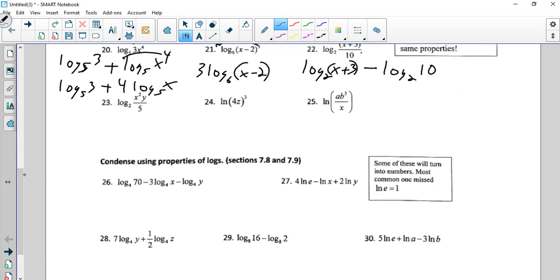23, we have 3 items. So we're going to write log 2 3 times. Log 2, and some of you do that. I've seen some people do this. That's okay. You just got to make sure you space it out enough.